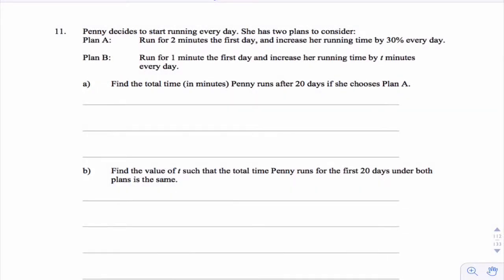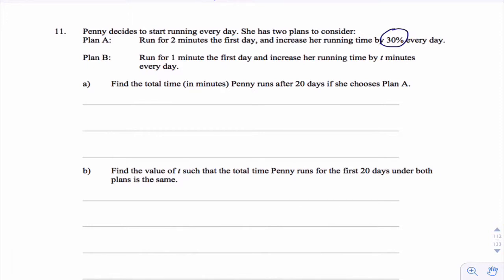Okay, question 11 here is another one of these tricky ones in context, and you'll see some of these in an assessment. Ones like this that require you to go a little bit deeper, a little bit trickier. So in this one here, Penny's running every day. She's got two different plans. Now plan A, run for 2 minutes the first day, increase her running time by 30% each day.